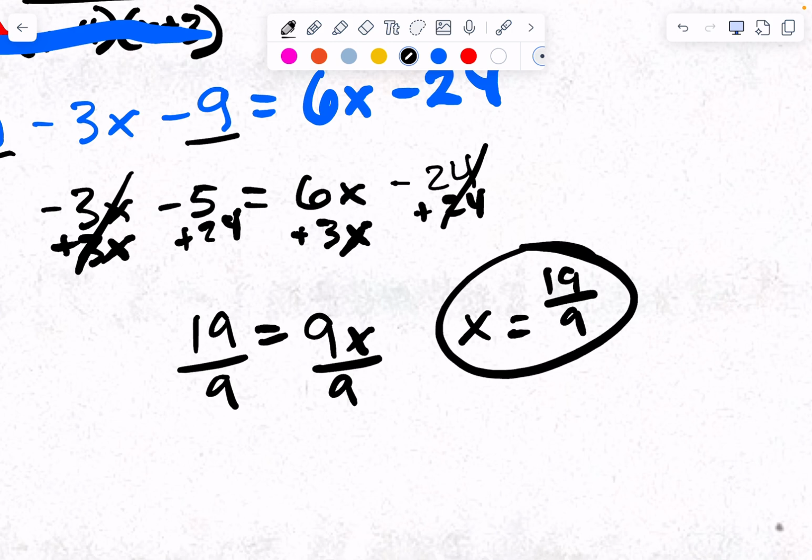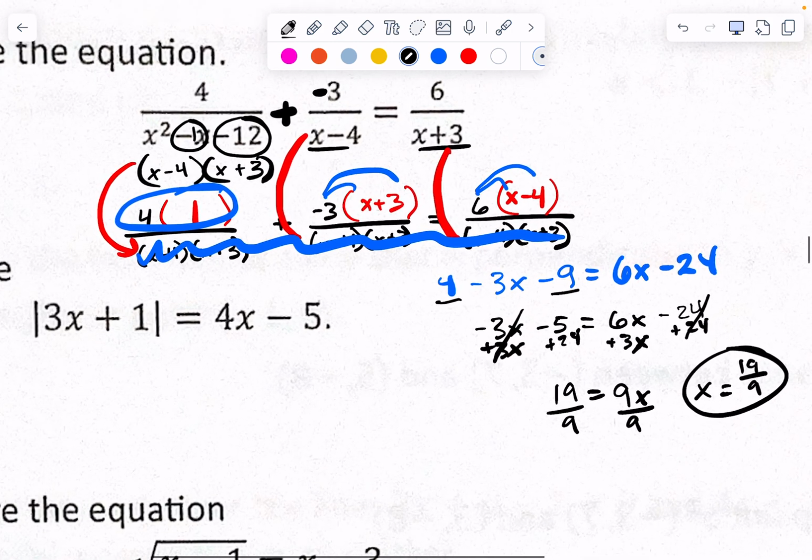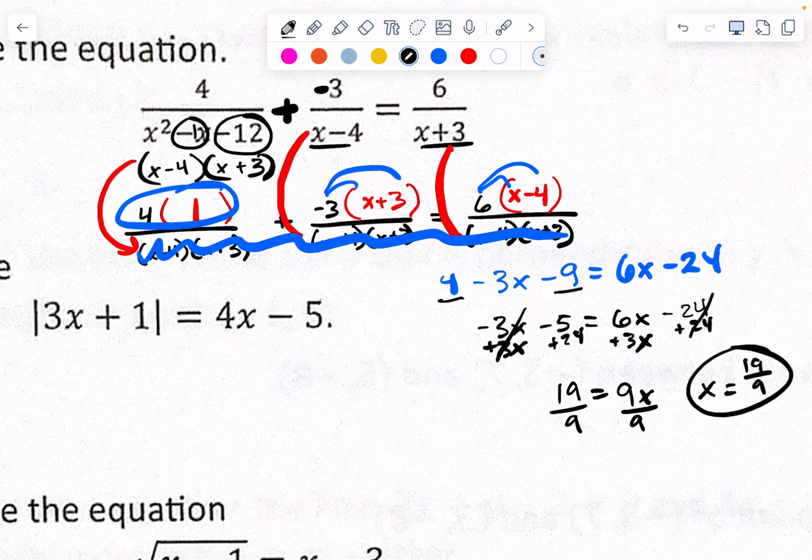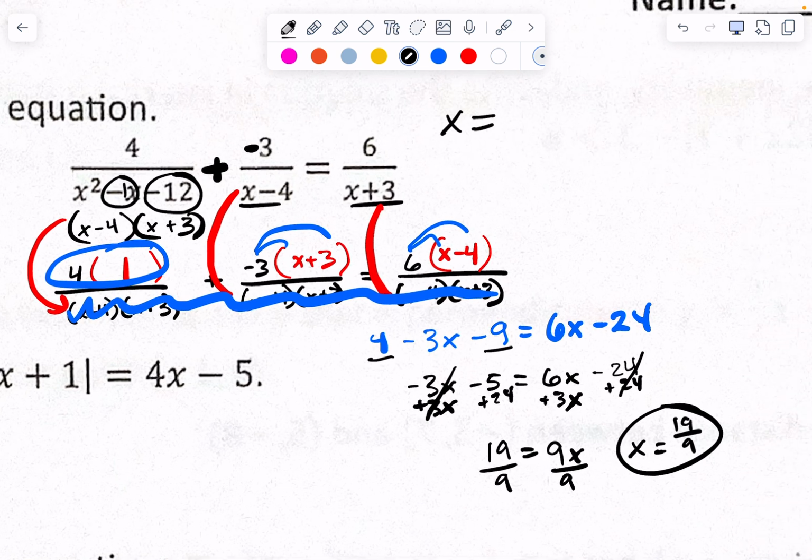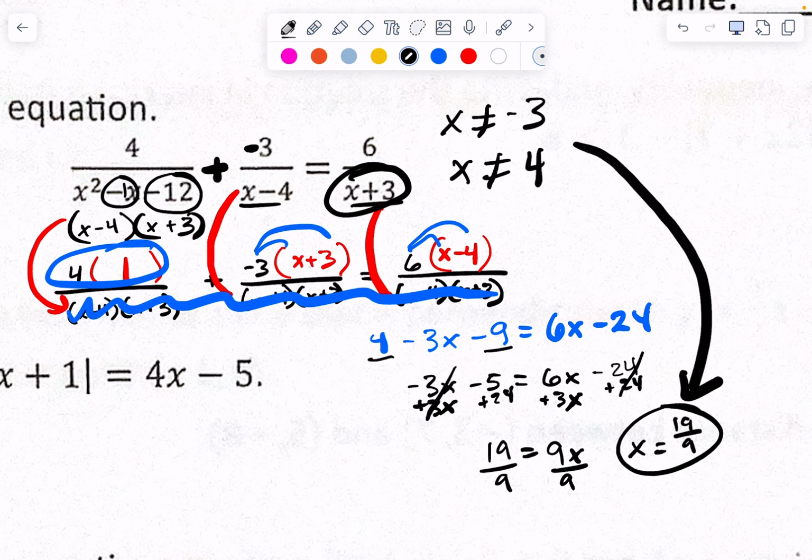Gross. By the way, what can x not be? Negative 3 or positive 4. X can't be negative 3 because of this one, and x can't be positive 4. So what if we got those as an answer down here? We have no solution. Then we wouldn't have any solutions, right?